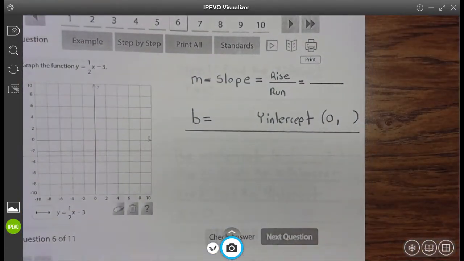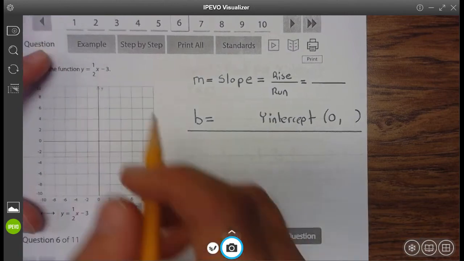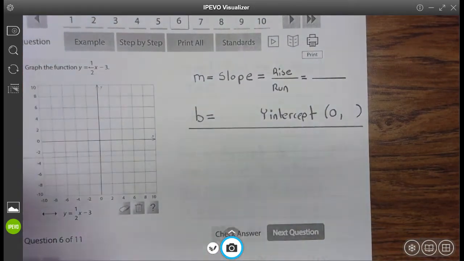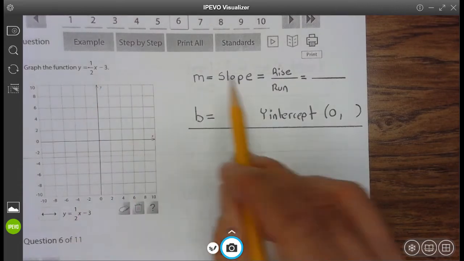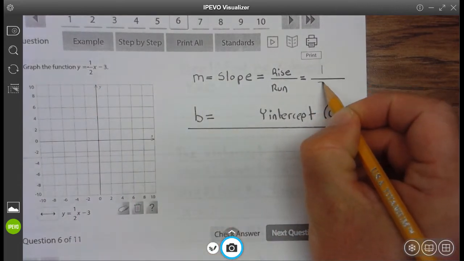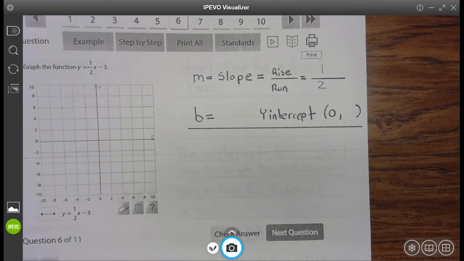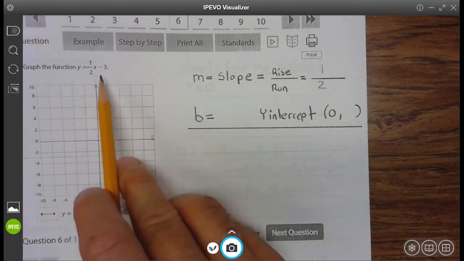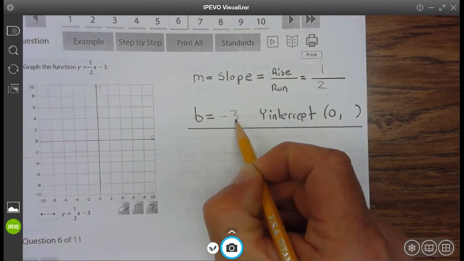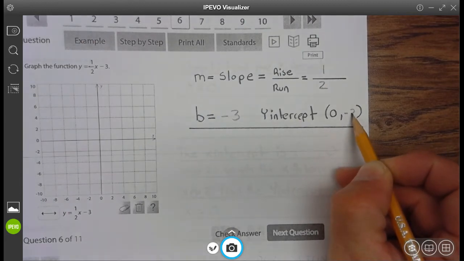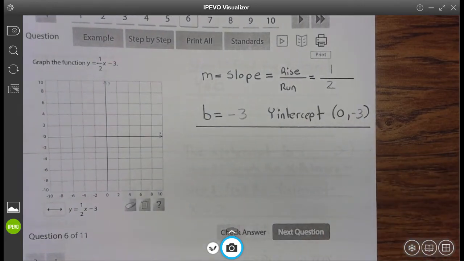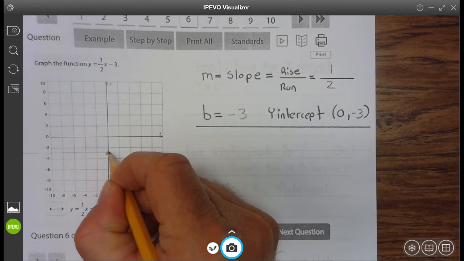All right, graph the function y equals 1/2 x minus 3. The slope is the number in front of x, so the slope is 1/2. That's your rise over run. And your y-intercept is your b value, -3, so that's 0, -3. Let's start by graphing that point, 0, -3.